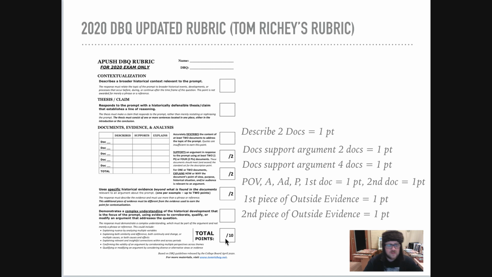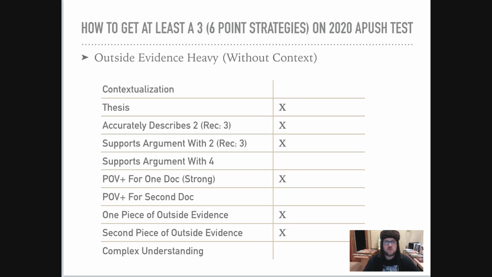Now let's go through this. How do I get the 6 points that you need to do well in this AP test? Okay, so there's 3 strategies to get a 3 on this test. Of course, a lot of you are going to be looking for the 4s and 5s. This is geared to the bulk of the students that want to pass this AP test this year, getting a 3. Okay, the first thing is outside evidence heavy, without context. That is the contextualization at the start of your DBQ. So here's the 6 points you really need to focus on.